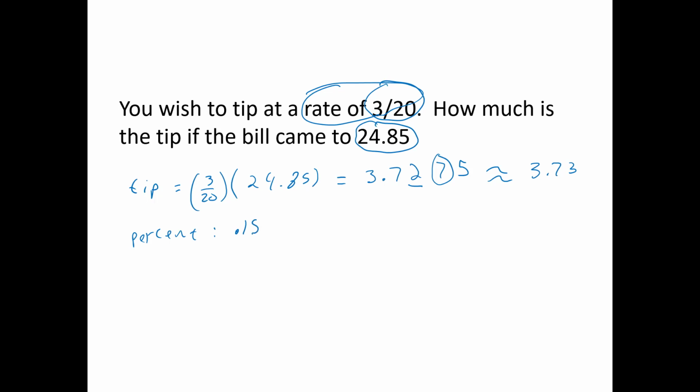So that's the percent. No need to write it as 15% because we're going to use the decimal approximation. And so then the tip is still the percent, 0.15, times the whole, the cost of the meal. And so then we get 0.15 times 24.85, and we get the same thing. It makes absolutely no difference how you do that.